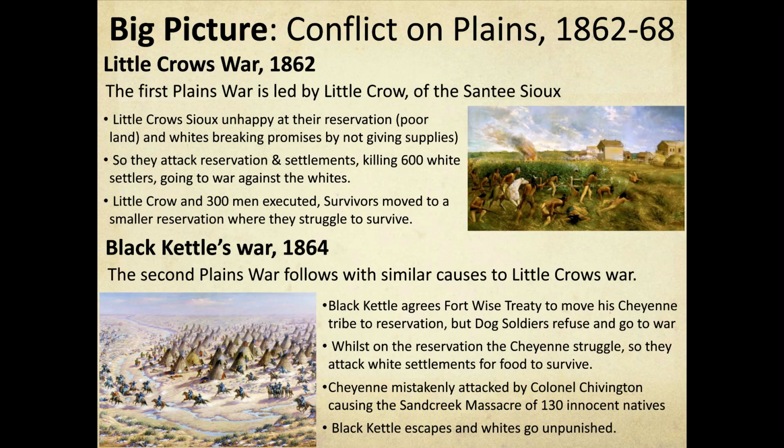Black Kettle agrees to the Fort Wise Treaty to move his Cheyenne tribe to reservations, but his Dog soldiers refuse and go to war. Whilst on the reservations, the Cheyenne struggle, so they attack white settlements for food to survive. Cheyenne are mistakenly attacked by Colonel Chivington, causing the Sand Creek Massacre of 130 innocent lives. Black Kettle escapes and the whites go unpunished.